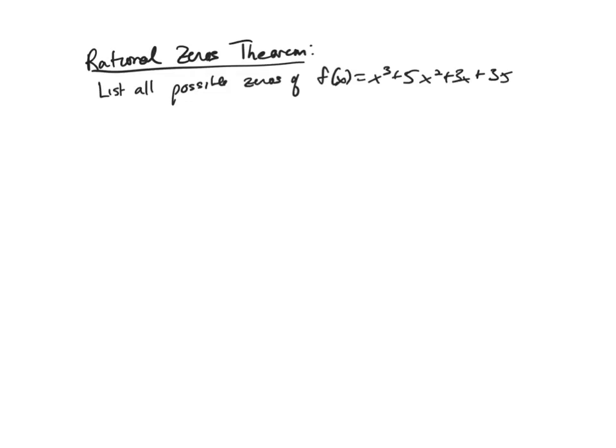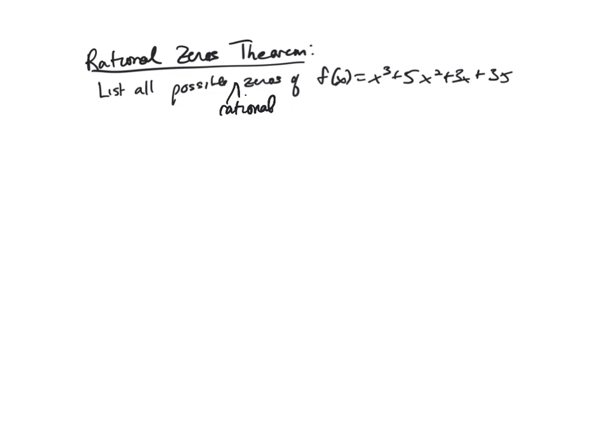For this problem, we're being asked to use the rational zeros theorem to list all possible zeros. And what we really mean to say is list all possible rational zeros, just as a correction to the problem, of this cubic function. And I don't actually even need any of these to work and give me 0 if I plug them into the polynomial.